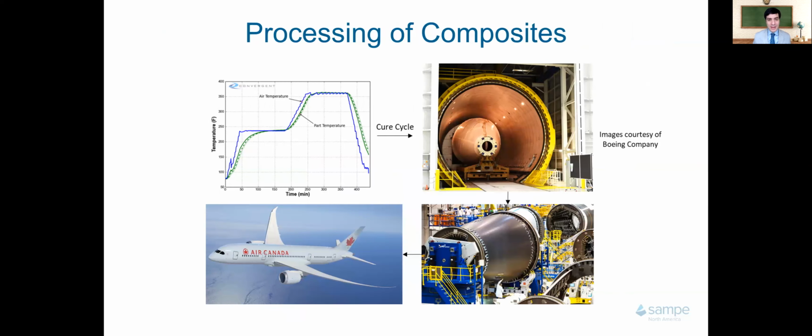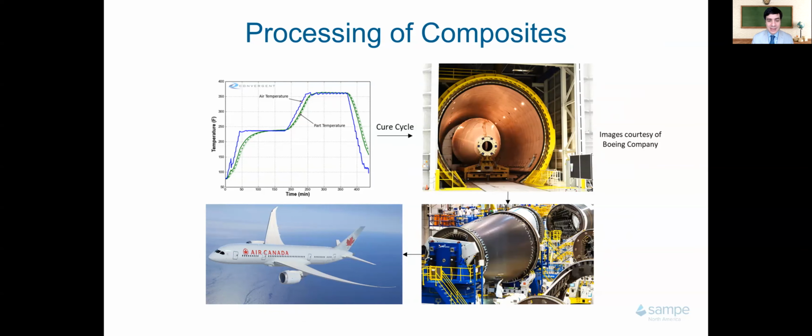If you go back to the processing of composites, it might look something like this: you're building a really large, complex part, where prepregs are placed on thermally massive tools and heated in an autoclave. Let's say the air temperature is set. It's the blue curve that you see here, which shows temperature versus time, and you're measuring the part temperature, which is the green curve, using thermocouples that you have placed inside the part.